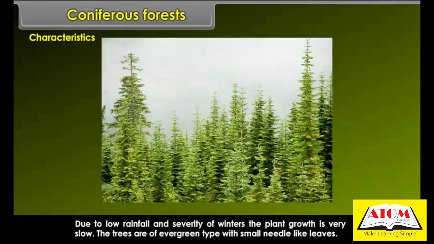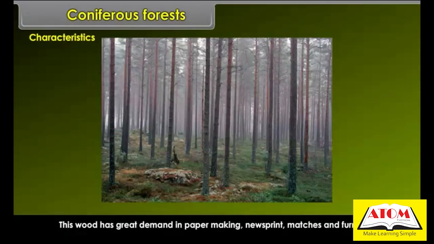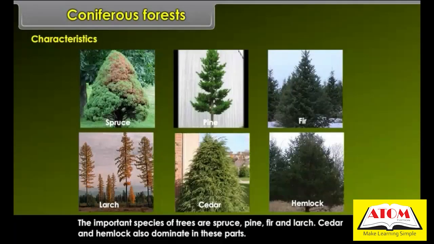The trees are of evergreen type with small needle-like leaves. The trees are tall and straight. The trees have softwood and light weight. This wood has great demand in paper making, newsprint, matches and furniture. The important species of trees are spruce, pine, fir and larch. Cedar and hemlock also dominate in these parts.